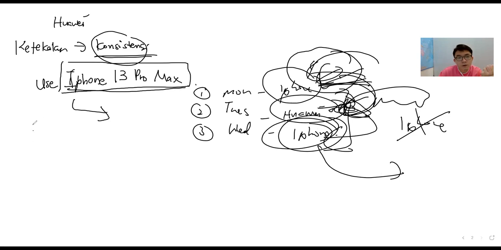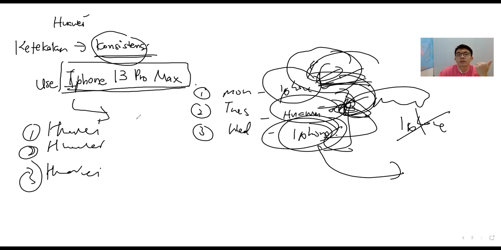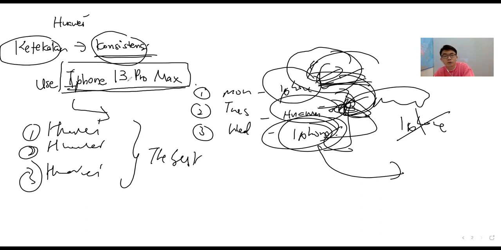So let's say if you're using Huawei every day, then you will feel that, oh, actually Huawei is the best. Why? Because you're using the same thing every day. So it is called consistency. Ketekalan. You tak suka-suka hati begitu ka to another thing. So suka-suka you change another thing. Do you get what I mean? So this is what we call ketekalan, consistency. So when you use one thing, you use it every year.